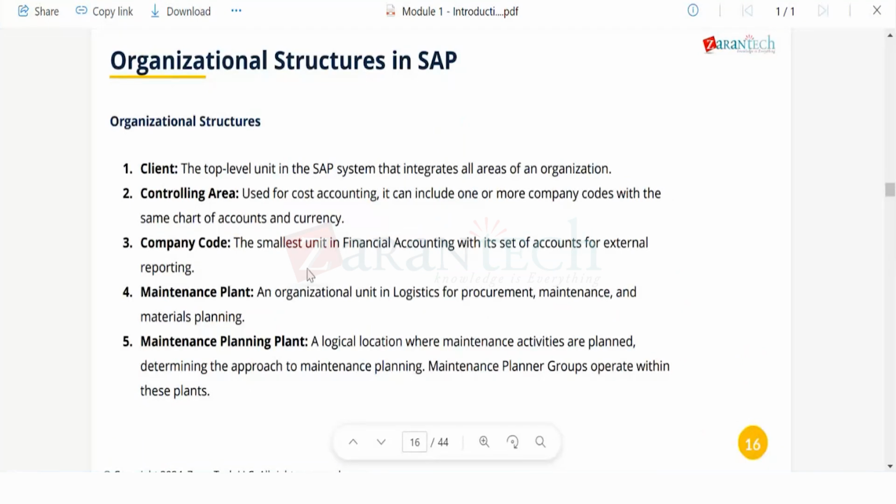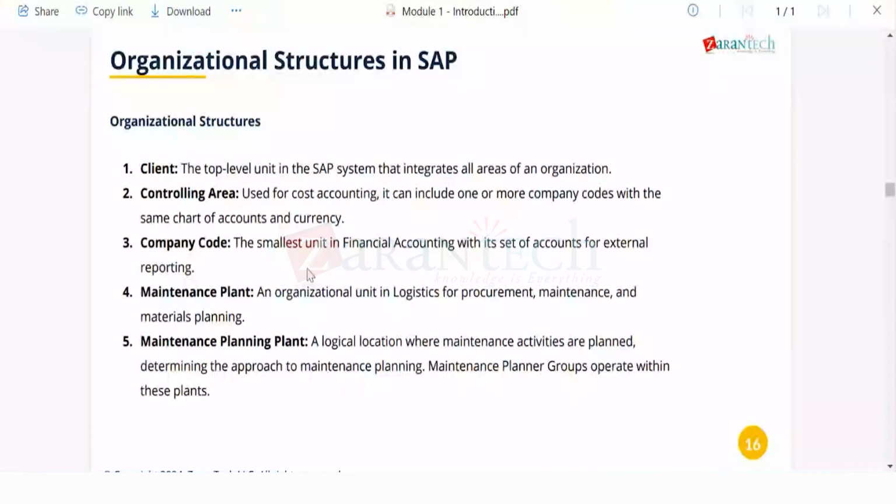Company code is the smallest unit in financial accounting with its set of accounts for external reporting. So this is designed for finding out the profitability and the total expenses that have been incurred in the financial year. These two things are clear: controlling area and company code. However, after this, we are not going to use these two words in any of our other training. This is just for design purposes.